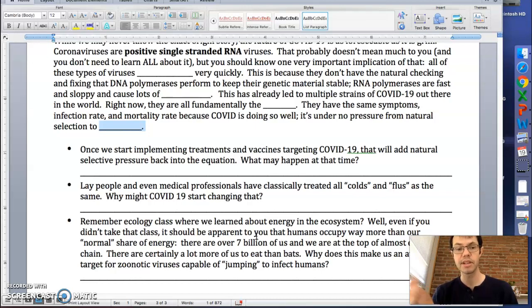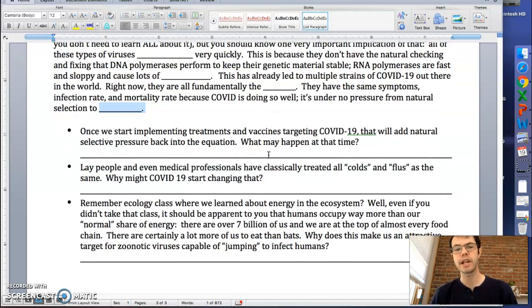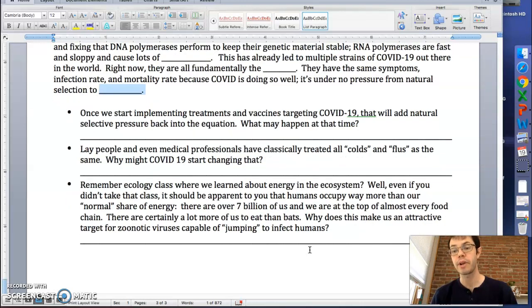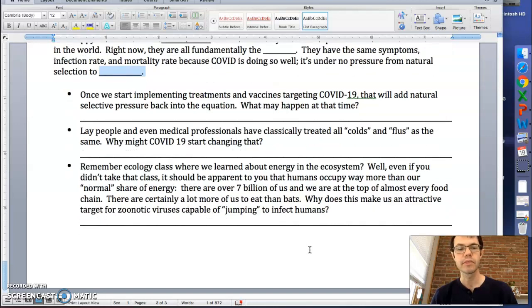What could happen? So another implication of this that I found really interesting, and that I already mentioned, is that we have always treated all colds and flus as the same. And why do you think that COVID might start changing that? Why do you think people might start actually caring what type of cold you have or where your flu came from? The last question.